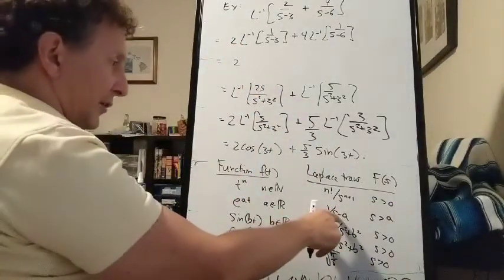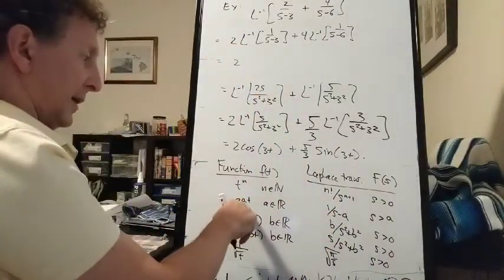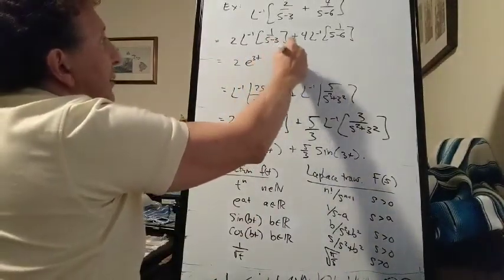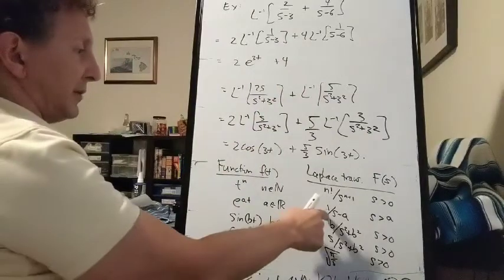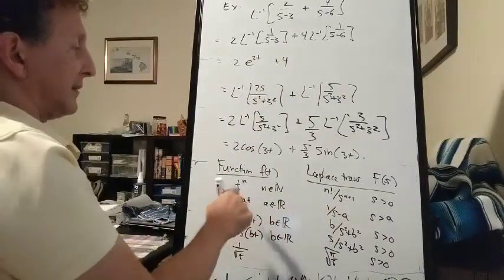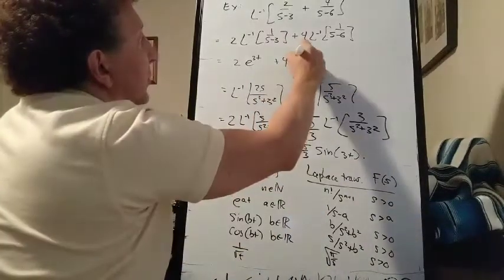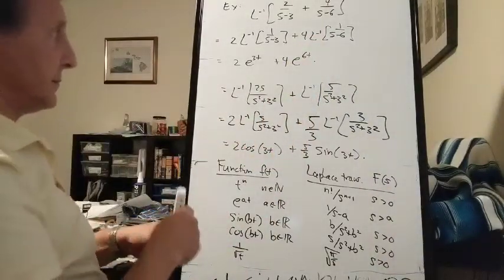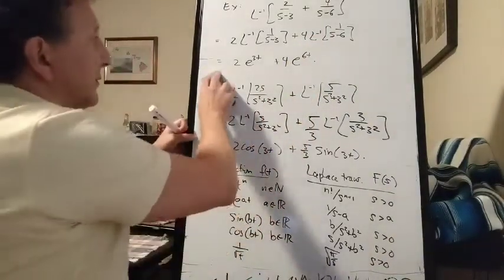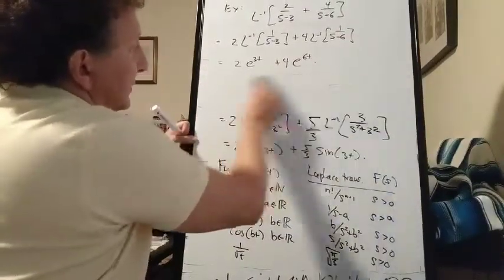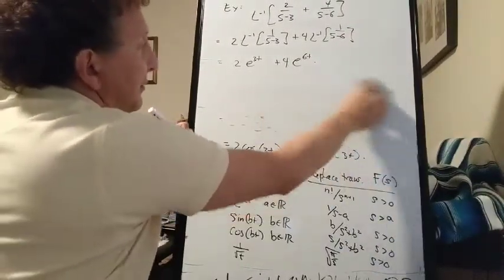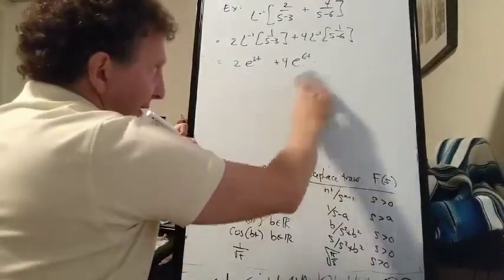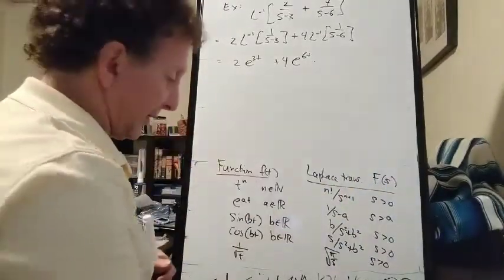Now for 1 over s minus 3, we get e to the 3t. So 2 times e to the 3t plus 4 times 1 over s minus 6 turns into e to the 6t. So 4e to the 6t. All right, easy enough. Now sometimes we're going to see a function that doesn't look like anything in the table, but we can play with it to turn it into something in the table.